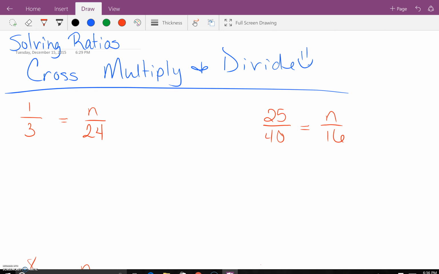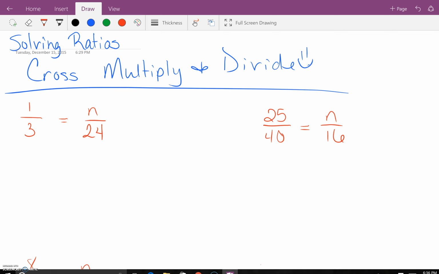Hello, I've got time for one more screencast tonight, so let's go ahead and talk about solving ratios. This is going to be focused on cross-multiplying and dividing, and I'll show you the other way that you can solve an equivalent ratio, just like we've been talking about in the other screencast.